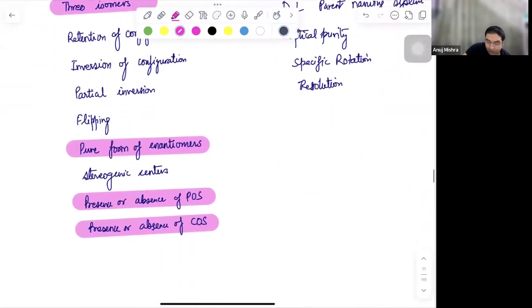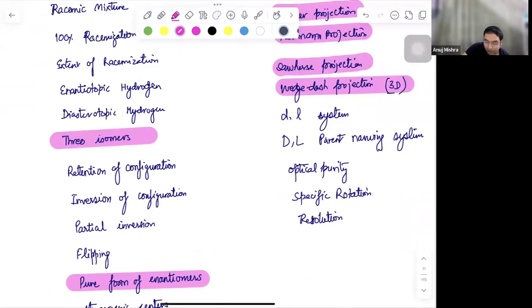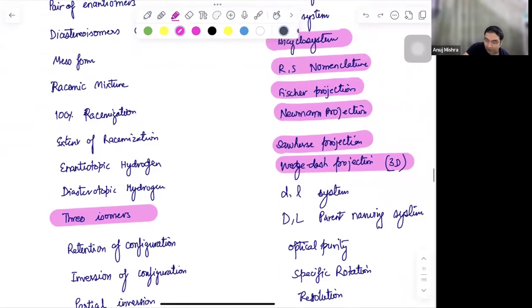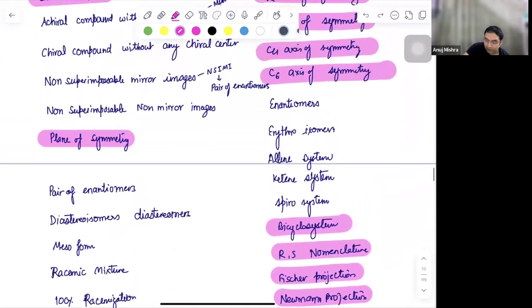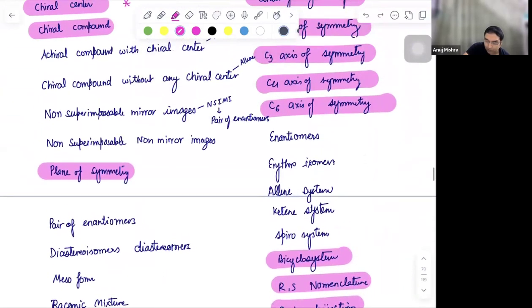On this side, रिटेंशन ऑफ कॉन्फ़िगरेशन, इन्वर्जन, पार्शियल इन्वर्जन, फ्लिपिंग, ये भी कुछ भी नहीं किया हुआ है, तो ये आपका सारा पेंडिंग है. चेक कर लीजिए.